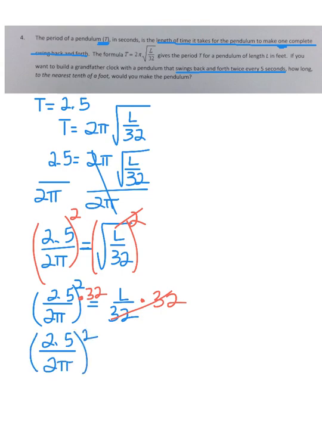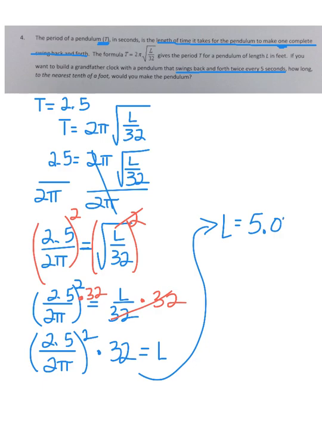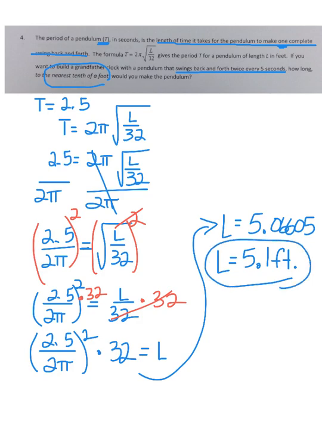I'm going to put that in my calculator, and then I'm going to multiply that answer by 32. And that will give me my L. Okay? All right, let me squeeze that up over here. So when I do that, I get L equals 5.06605. Now, let's read the directions, because the directions say to the nearest tenth of a foot. So L equals 5.1, and don't forget your units. So that would be feet. Okay? L equals 5.1 feet.